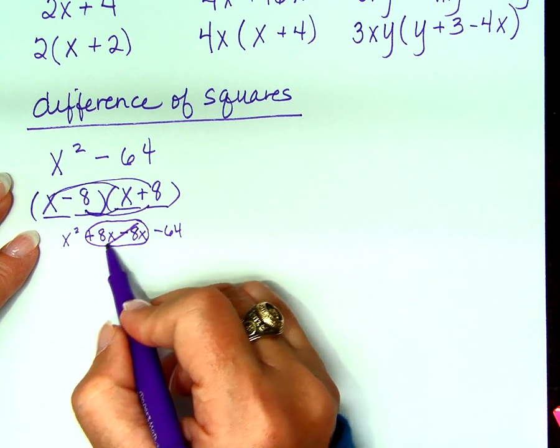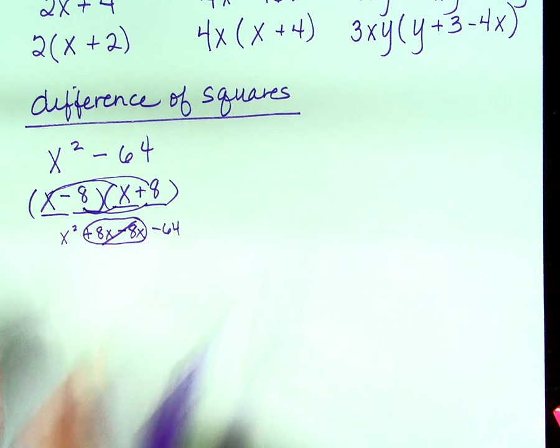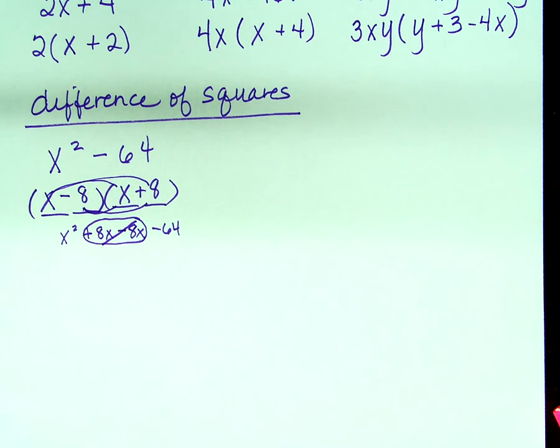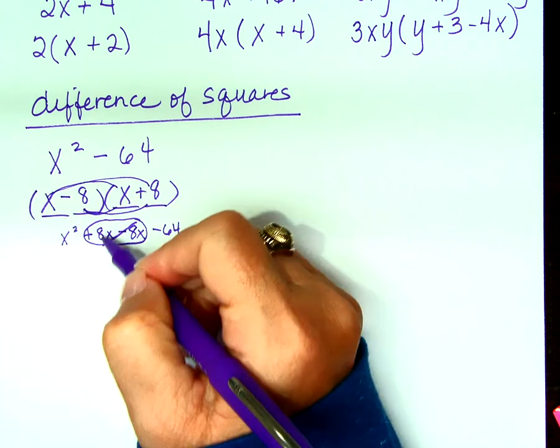That's 0, isn't it? 8x minus 8x, and what do I have left? X squared minus 64. You see how the pattern works? I see that. Because they're opposite signs, it serves to cancel out.